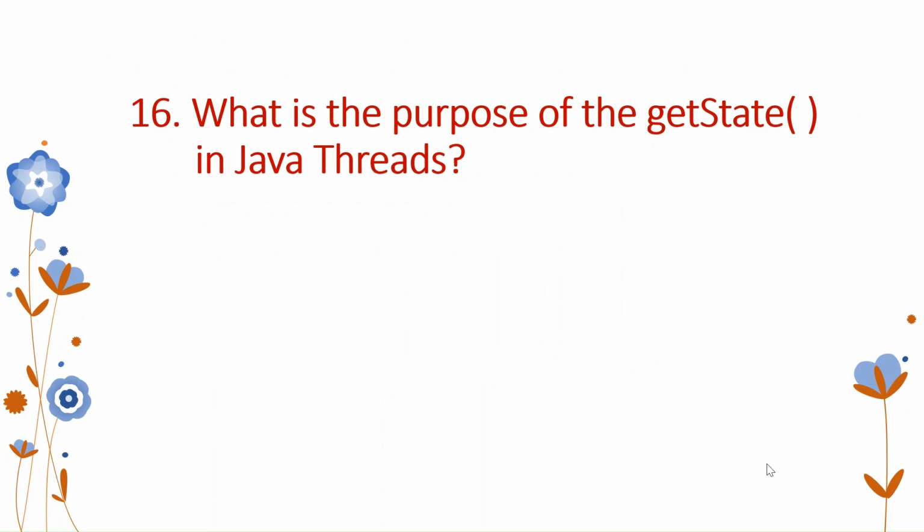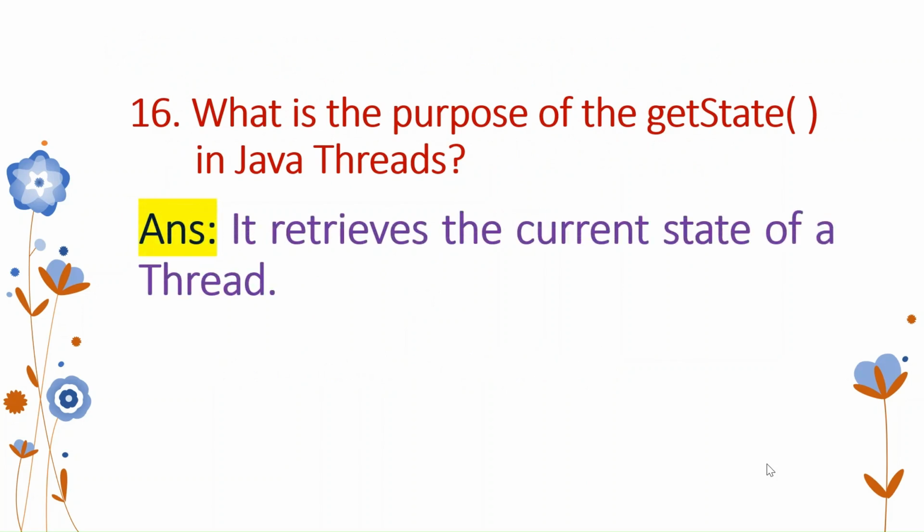What is the purpose of getState in Java threads? It returns the current state of a thread. So the states are like newborn state, runnable state, running state, waiting state, then terminated state. So I want to find out what is the status of the current thread, in which state the thread is.